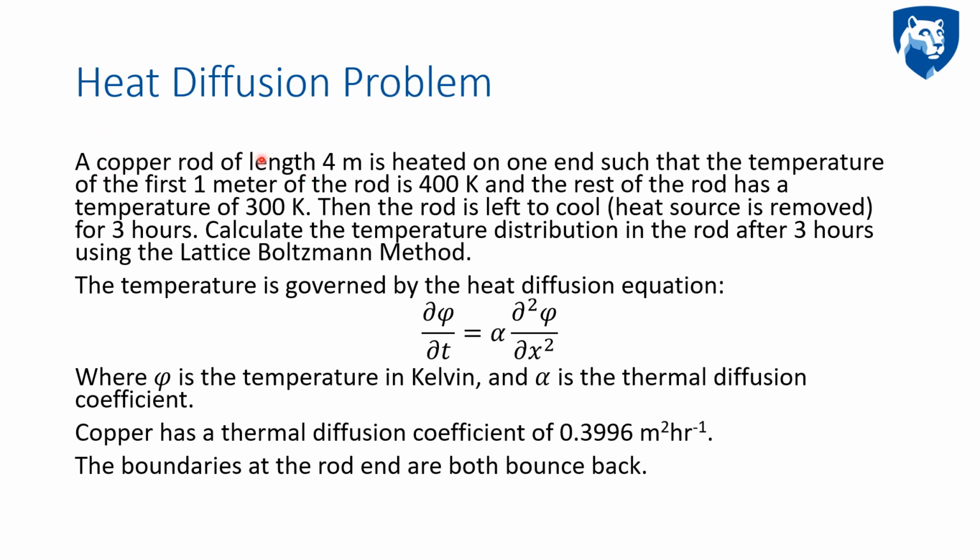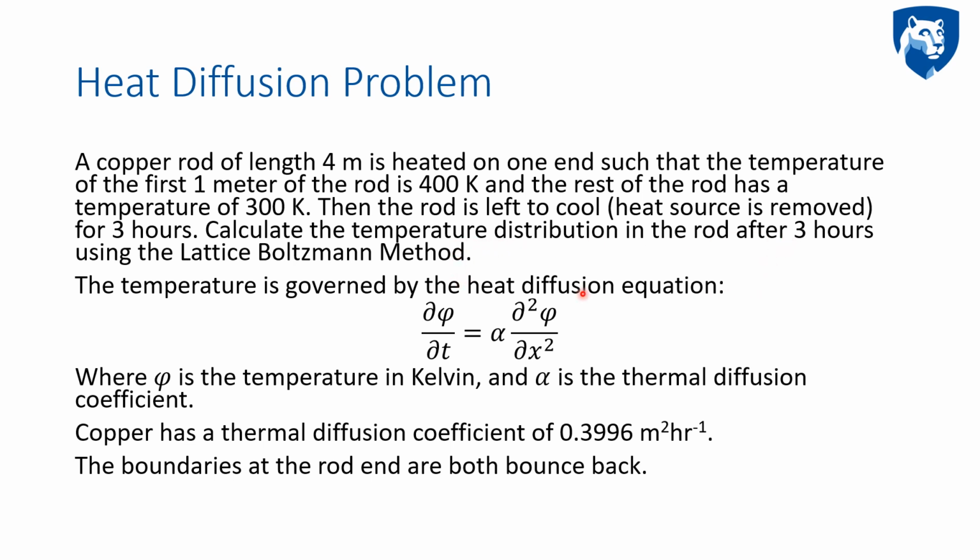We have a copper rod with a length of 4 meters heated on one side, so that the first meter of the rod has the temperature of 400 Kelvin, and the rest of the rod is at temperature 300 Kelvin, and then the heat source is removed for 3 hours. We have to calculate the temperature distribution in the rod after 3 hours using the Lattice-Boltzmann method.